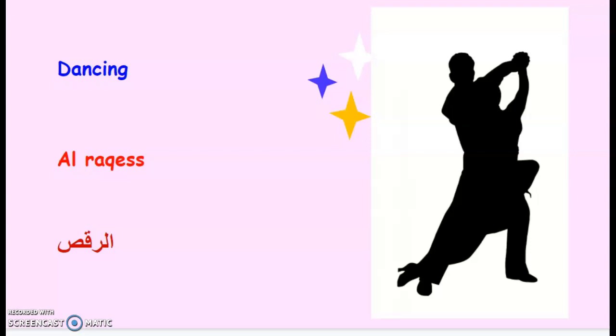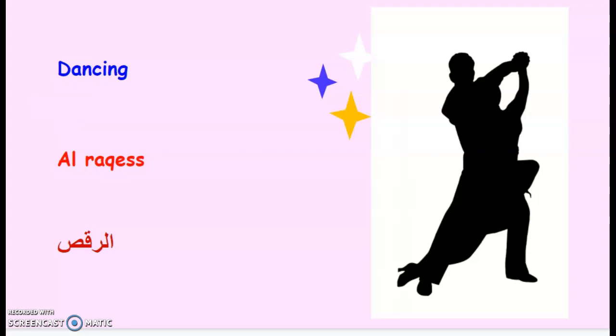sport or activity, dancing. Al-Raqs. I think it's not going to be very hard for you, boys and girls. I know the word Al-Raqs by itself doesn't sound a lot like dancing, but looking at the picture here and the word Al-Raqs, it will be quick to learn. Al-Raqs. Dancing. Good job, boys and girls.